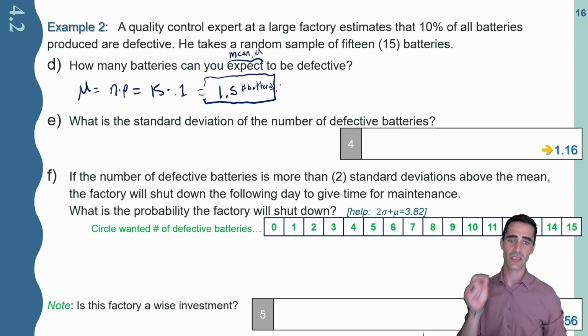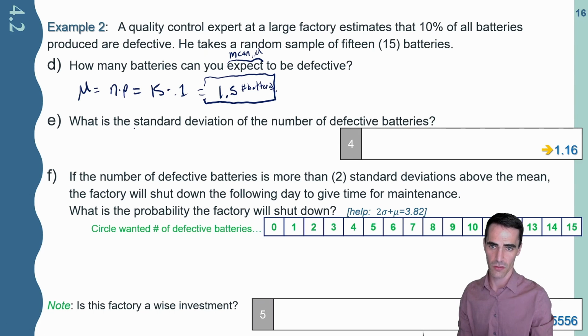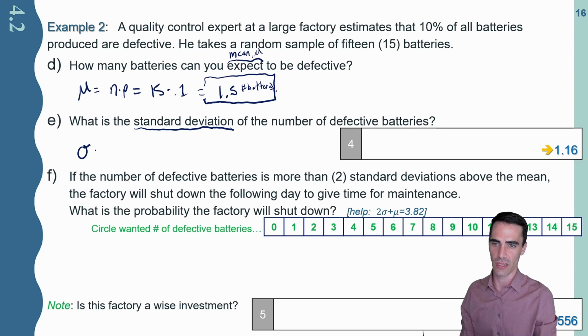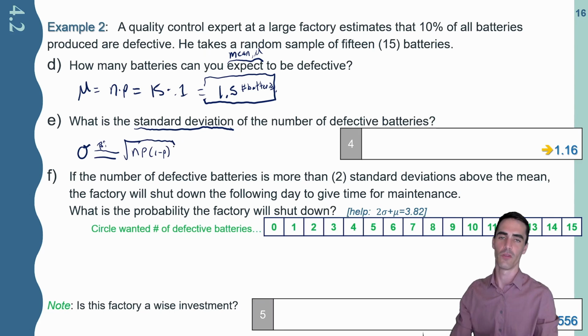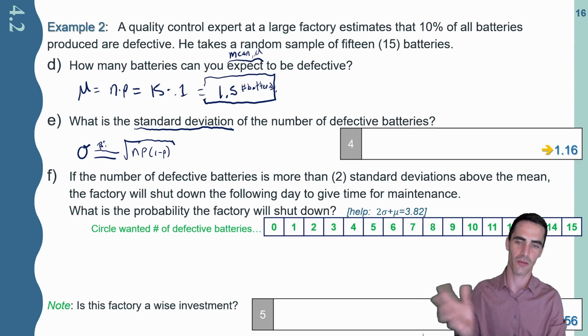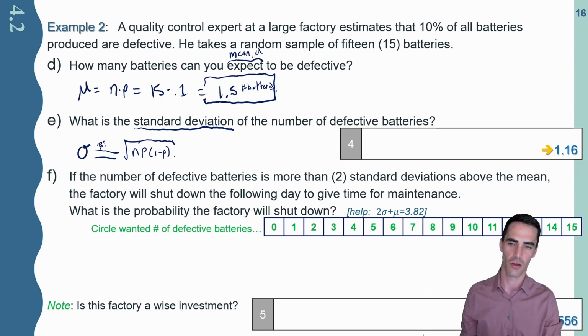Next up, what is the standard deviation of the number of defective batteries? Standard deviation, again, once we understand what umbrella we're in, in this case, I have binomial distribution. I know that's going to be the square root of n times p times 1 minus p. And again, I encourage you to write that formula, so that if we do make silly mistakes, at least we have some good supporting evidence. Additionally, if we go back and look at it, we have that as a learning resource.